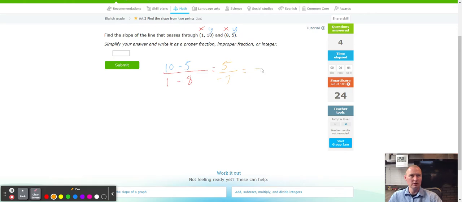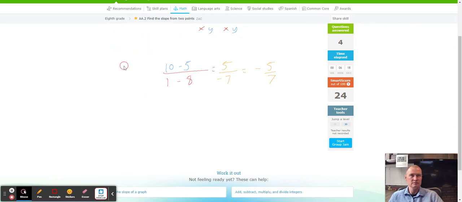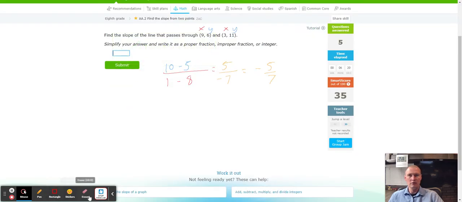So what we're going to do is put this as negative 5 over 7 when we put it in. The negative can go with the one or the other, and when we type it in, it's best to put the negative first. So negative 5 over 7. All right, we're doing real good. We're on a roll right now.